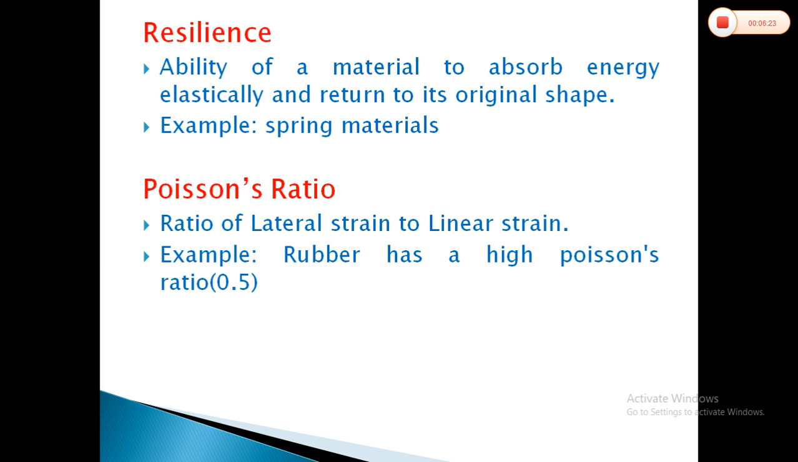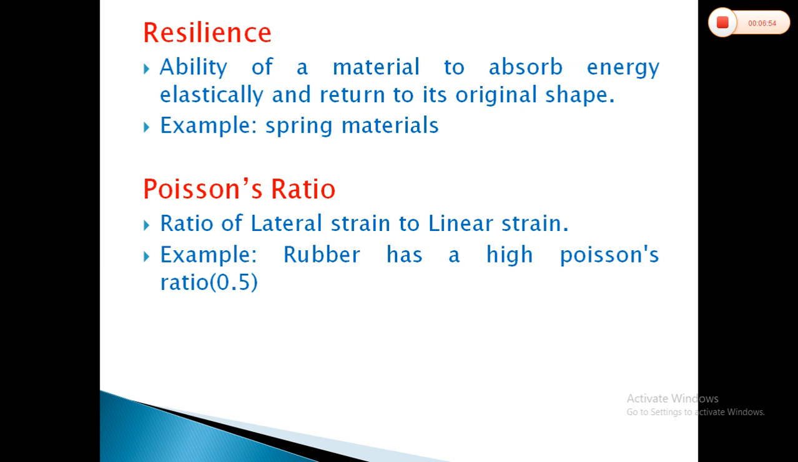Next is the Poisson's ratio. Poisson's ratio is the ratio of the lateral strain to linear strain. Linear strain, you all know, when the load is applied on a material axially, the material's linear dimension, the length, is increased. There is an increase in the length. Then the linear strain is nothing but increase in length to original length.